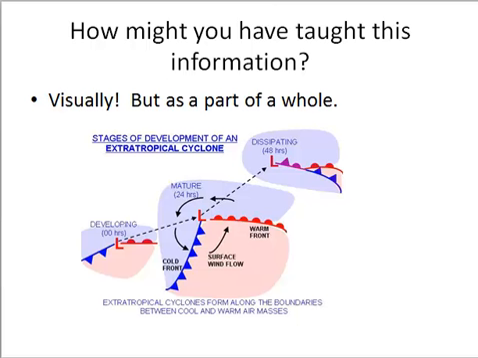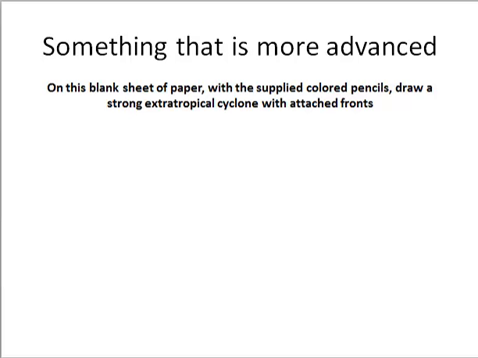And it's been in my experience, both as a learner and as a teacher, that if you have the facts, well, that's all well and good. But if you can apply the facts to some kind of system, it leads to much better understanding. So on this blank sheet of paper with the supplied colored pencils, draw a strong extratropical cyclone with attached fronts. That might be a way to really see exactly what the students have learned. Again, this is not going to be something that's easy to grade, but I think it's important to do it if you are able to.